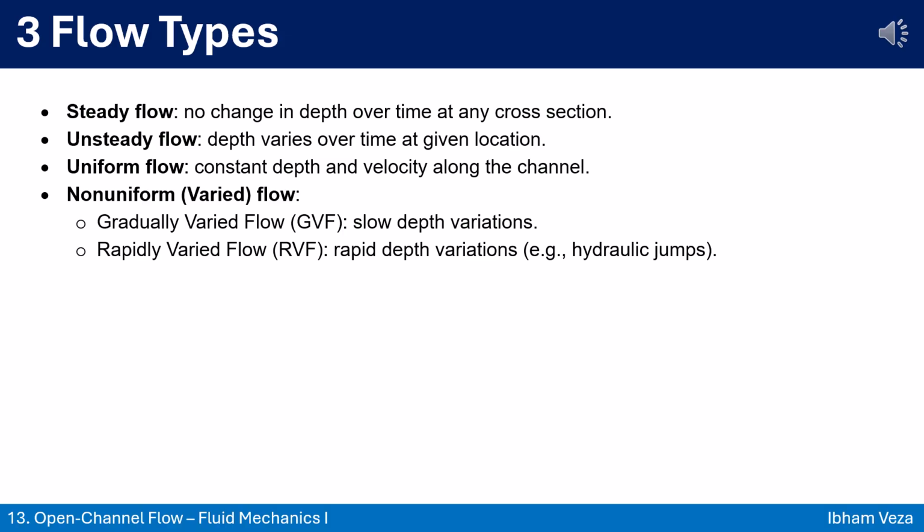In contrast, unsteady flow introduces time dependence. Depth and velocity at a location change over time. Think of a dam release or flash flood. Conditions evolve rapidly and must be monitored continuously. Now consider uniform flow. Here, the channel is so consistent that both depth and velocity remain constant along its entire length. This only happens under very idealized conditions, such as a perfectly prismatic channel with steady inflow. But in reality, most flows are non-uniform or varied.